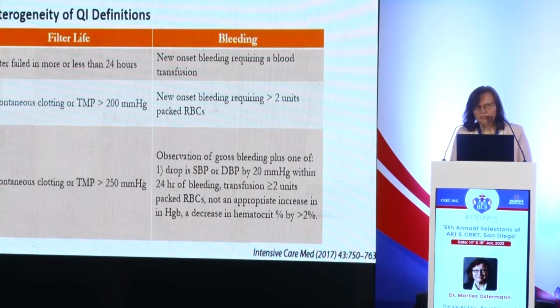Similarly, if you say, I want to look at complications and I'm concerned about bleeding complications, how do you define a bleeding complication? Is it a new bleed, but it's small or large? Is it a bleed which requires a blood transfusion? And so forth. So we have not, at the moment, got consensus on these important potential quality improvement parameters.